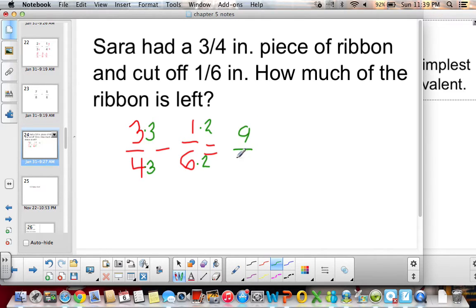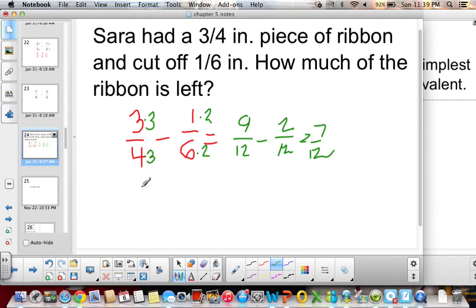So we have 9/12 minus 2/12, and we end up with 7/12. If you did change it and convert it to 24ths, you would have multiplied both by 6.